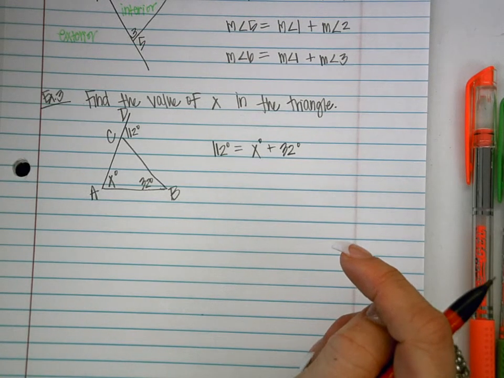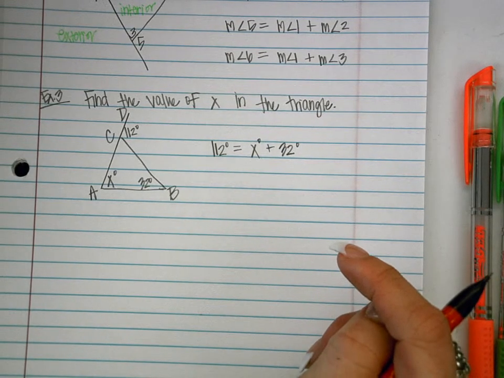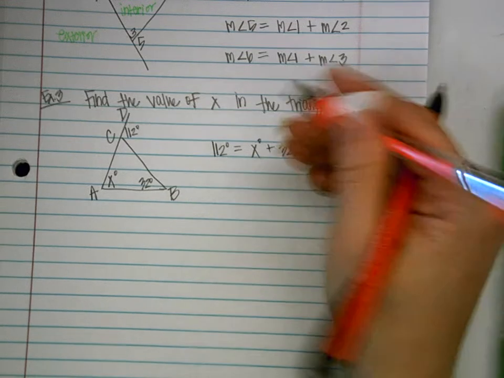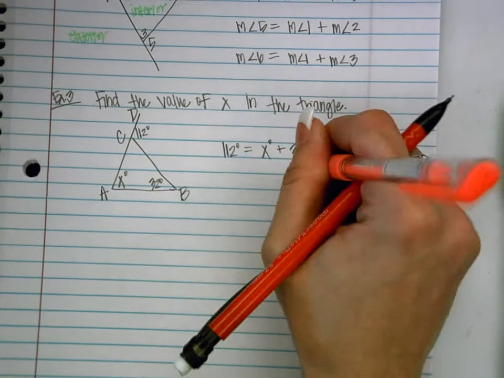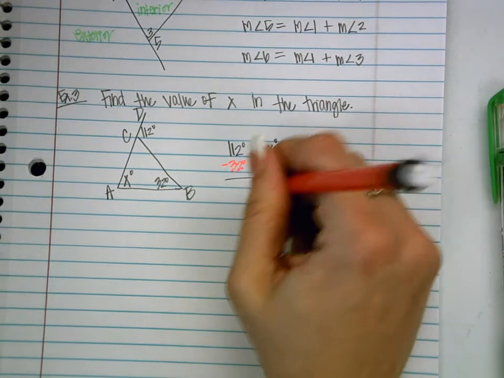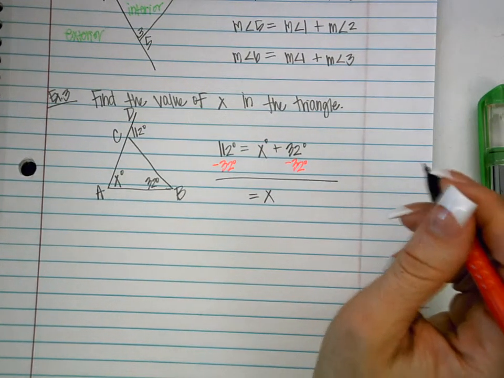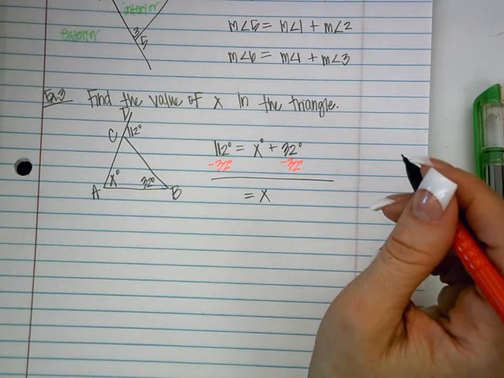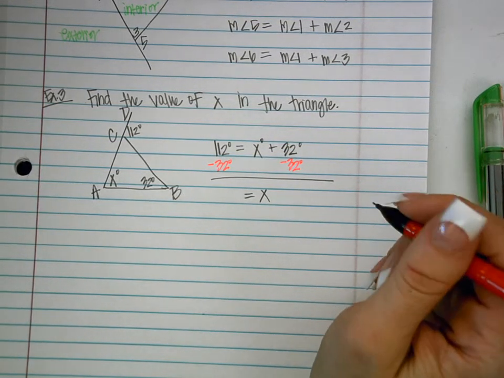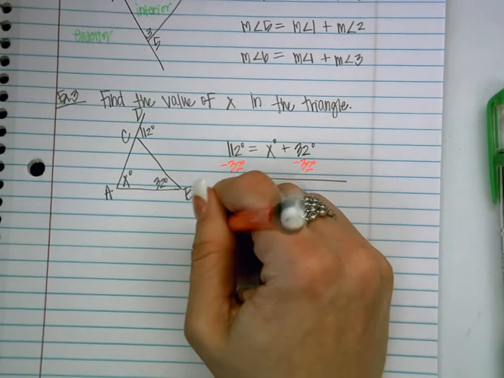Yes. You have no idea how to solve for x. How do I get x by itself? That's why I'm asking you. Subtract 32 degrees. If we subtract 32 degrees, what does that give you? The measure of x is what? 80 degrees.